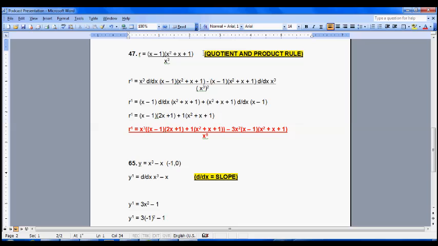Remember, always do it in order. Sometimes when you have your quotient rule, you're going to have to use the product rule if you have two functions multiplying with each other in the derivative.